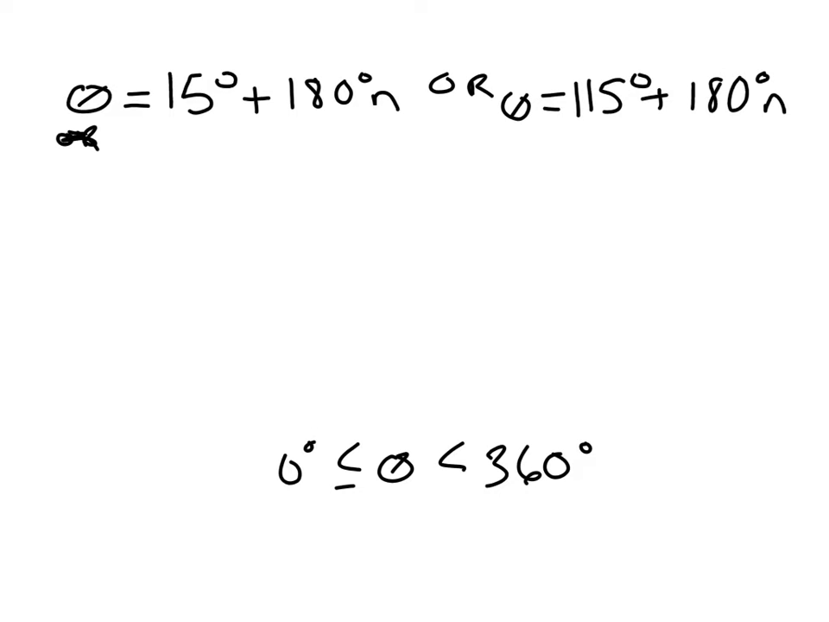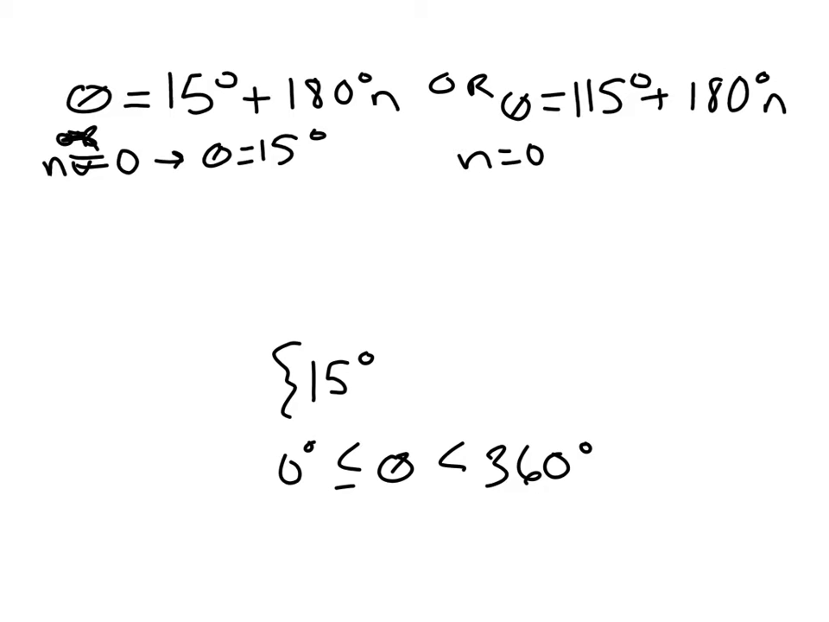All of the solutions in that set. So I'm going to set up a little solution set here. If n equals 0, so if we don't add any 180, then theta is 15 degrees. And that's certainly in the interval that we're looking for. So I'll go ahead and list that solution. Same thing over here. If n equals 0, then that's 165 plus 0. That's between 0 and 360 degrees, so we want to include that solution.